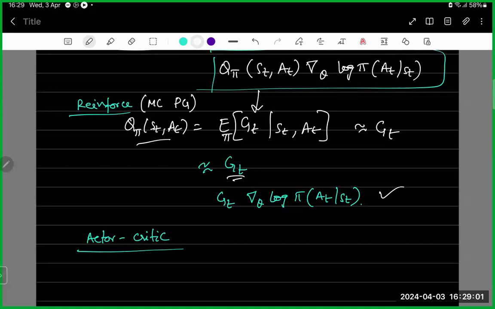I can maintain what is q pi, right? So, for example, I can maintain q pi with some weights w. I'll maintain an approximation for q pi, right? Which is a function approximation for q pi.